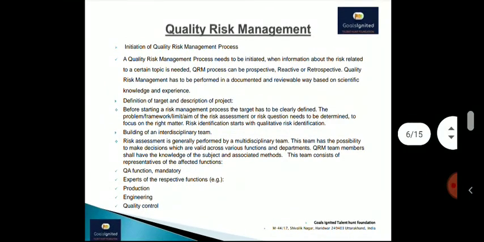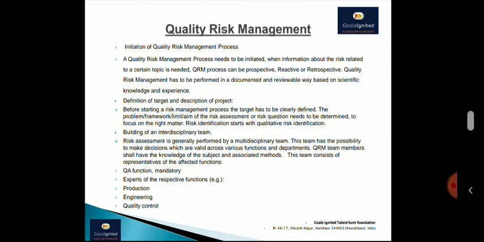So in quality risk management, initially, as I told earlier, is the initiation of the quality risk management process. A quality risk management process needs to be initiated when information about the risk related to a certain topic is needed. QRM processes can be prospective, reactive or retrospective. Quality risk management has to be performed in a documented and reviewable way based on scientific knowledge and experience. Definition of the target and description of the project.